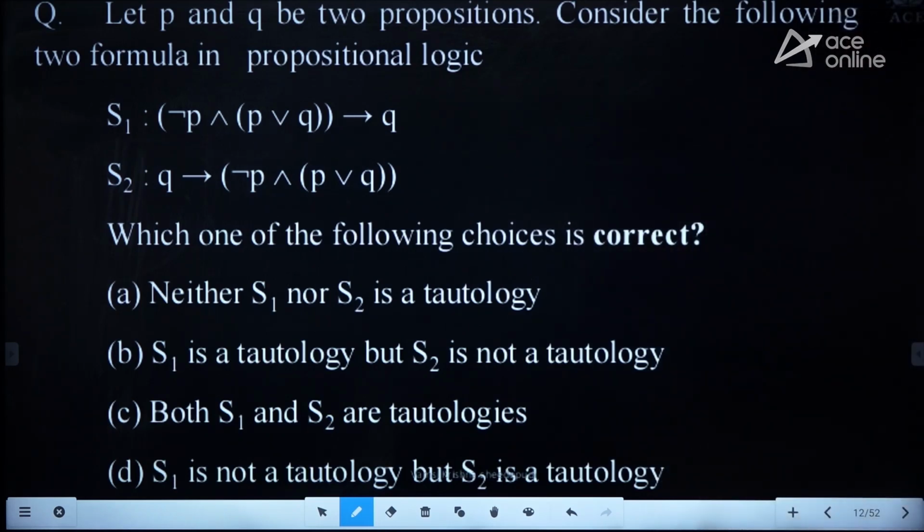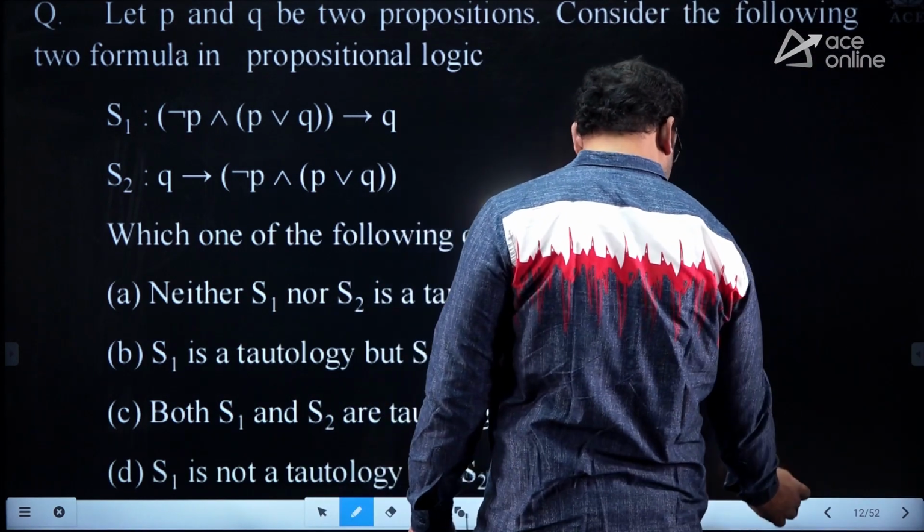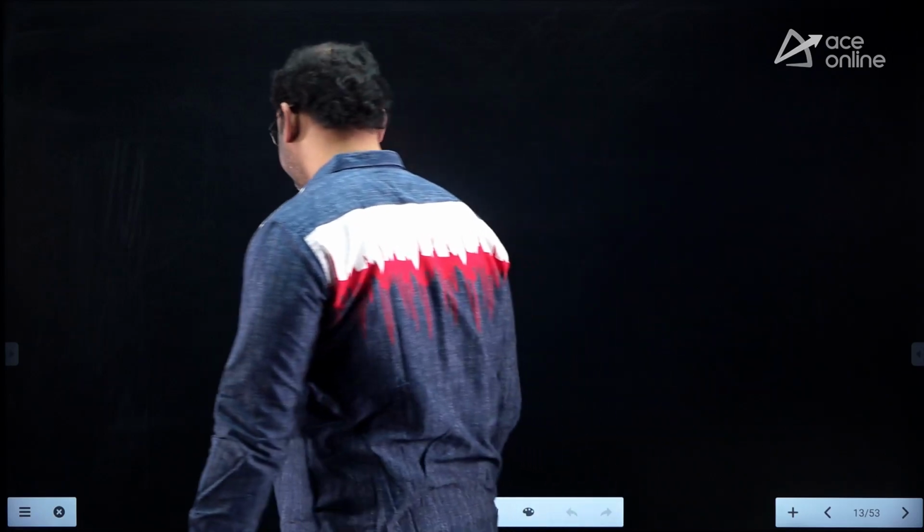Let P and Q be two propositions. Consider the two formulae in propositional logic. So S1, S2 both are there. We are asking about tautologies and which are neither tautologies. Let us see the first formula S1.